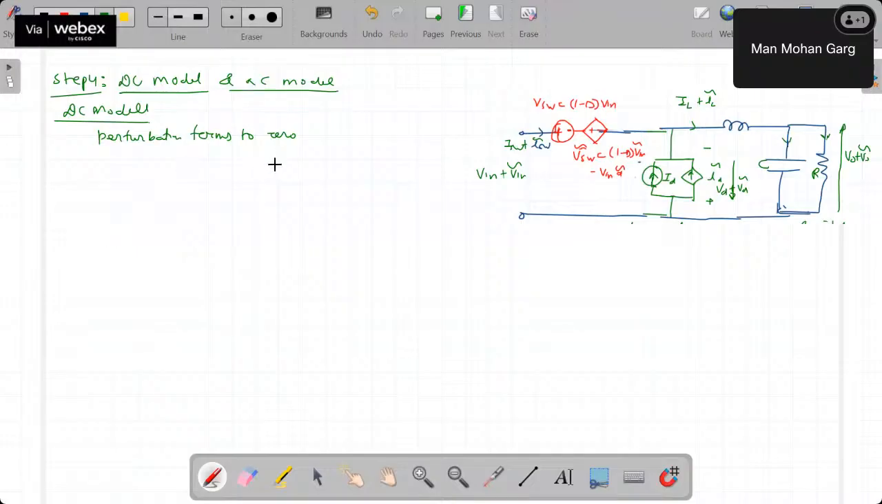So the perturbation terms are to be 0. Now, if I put the perturbation terms to 0, what is the meaning of this? That whatever V in tilde, I in tilde is coming, that should be 0. So let us start. On the input side, there will be V in. Now what will be the current? I_SW. Here the perturbation part will go away, only the independent source will be there, plus minus V_SW. And here, only capital I_D.